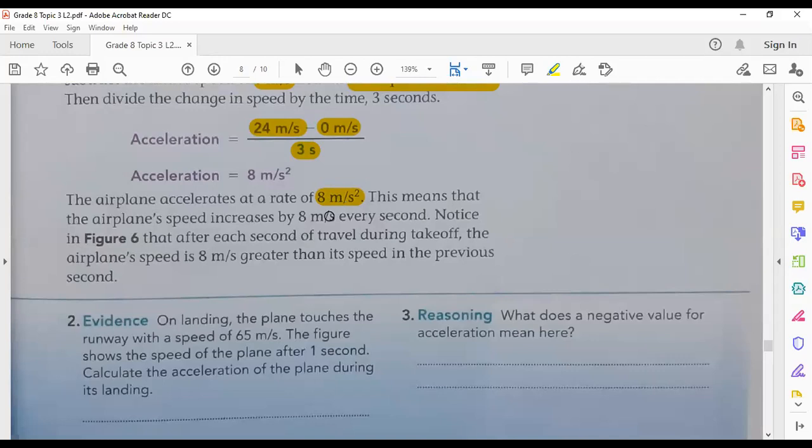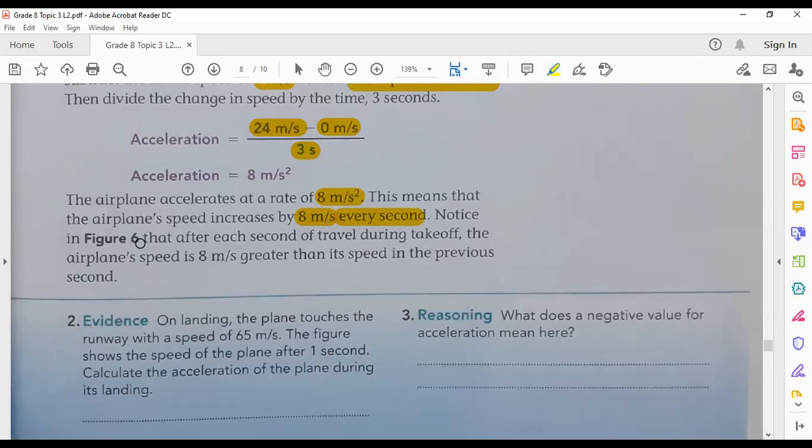Fine. Now, as you see, the answer is positive. So the object is increasing. Yes, the speed is increasing. This means that the airplane's speed increases by 8 meters per second every second. This is the meaning. 8 meters per second squared means that the airplane speed increases by 8 meters per second every second. For this reason we read it second squared.